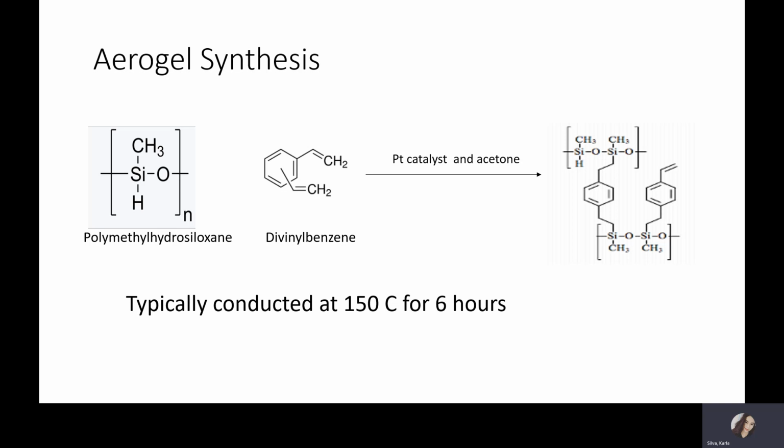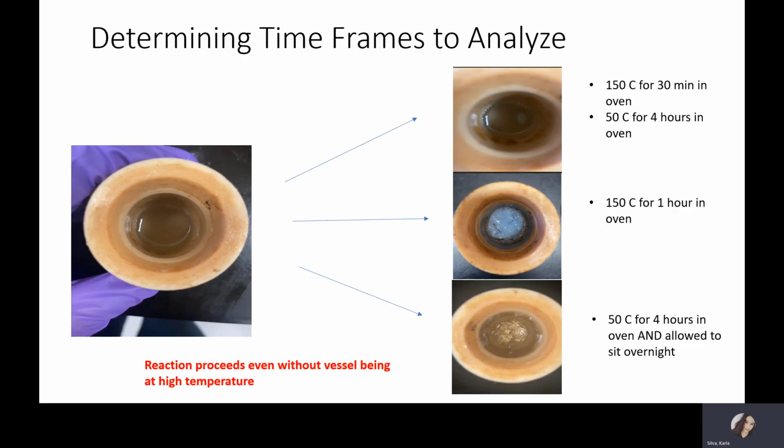Notice how I said typically, because in my case, it is quite a bit different. So I've actually been working on determining when is the best time, and I'll talk a little bit about this next. As I mentioned before, we typically run them at 150 degrees Celsius for 6 hours. Now this results in a gel that is completely solid. So I can't really analyze that with the DLS, at least not at this moment.